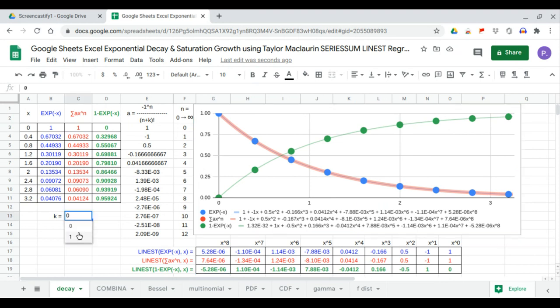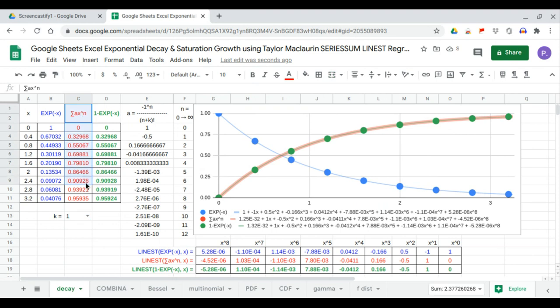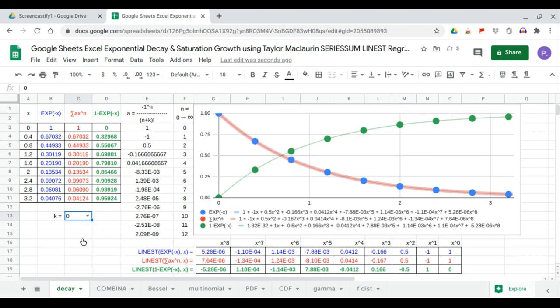If k equals 1, the Taylor-Maclaurin series sum expansion is the same as the saturation growth. And the regression coefficients are the same. And the trend lines are also the same. They are the same trend line. At k equals 0, the Taylor-Maclaurin series sum expansion is the same as the decaying.